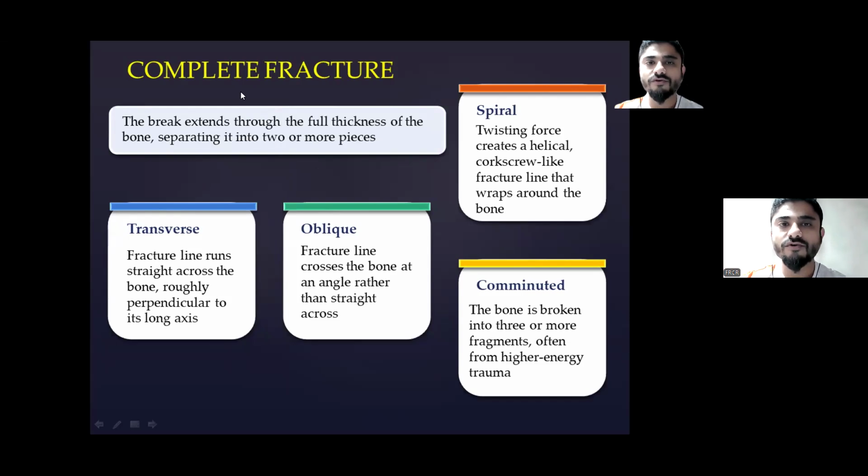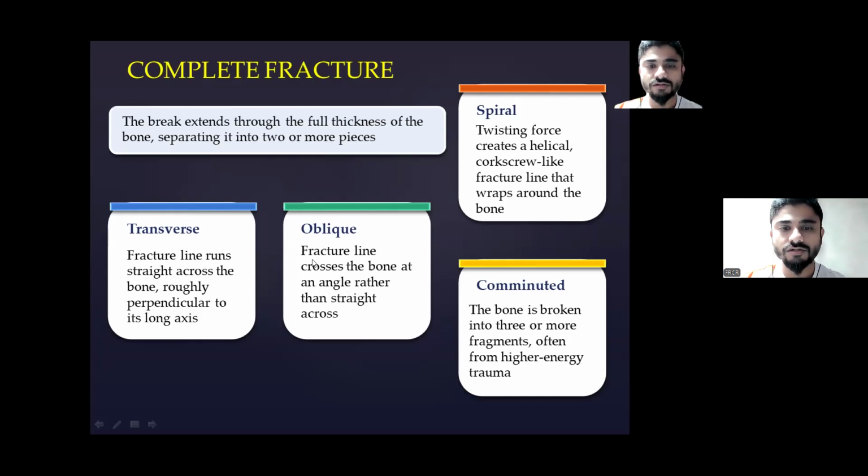So what are the types of complete fractures? There are four types of complete fractures we should be knowing of. First is transverse fracture, another is oblique fracture, third is spiral fracture, and fourth is comminuted fracture. So what is a transverse fracture? Basically the fracture line runs straight across the bone, roughly perpendicular to its long axis. Whenever we see the images, then you will be able to understand it in a much better way.